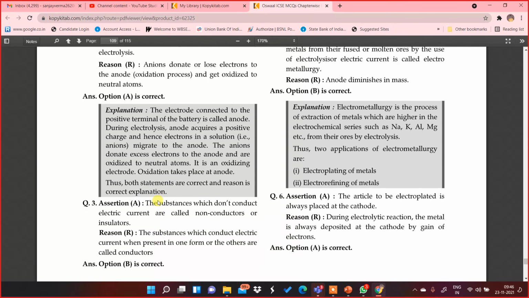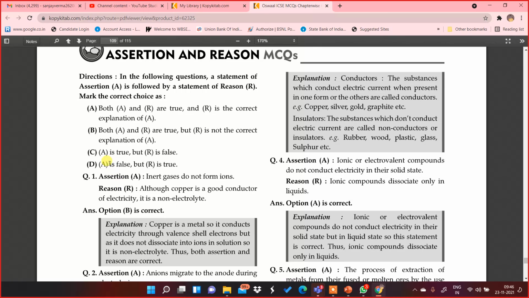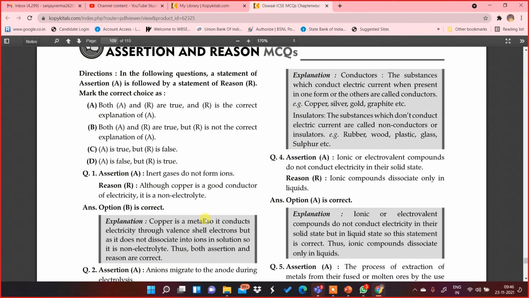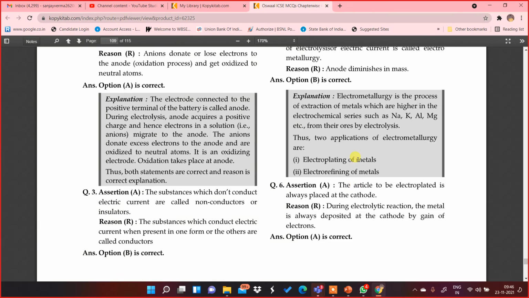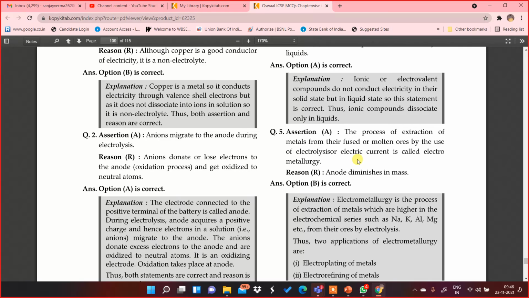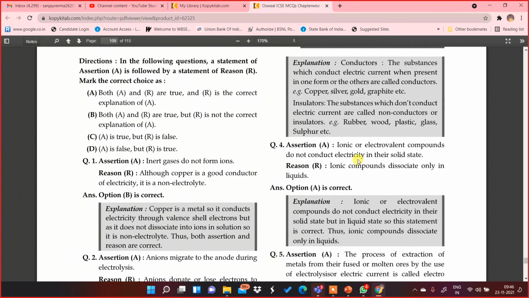So that's why they have selected option B. Both A and R are true to themselves, but the reasoning is not the correct explanation for the assertion in question number 3. Okay, so this is how you have to try to select the correct options for the assertion based questions.